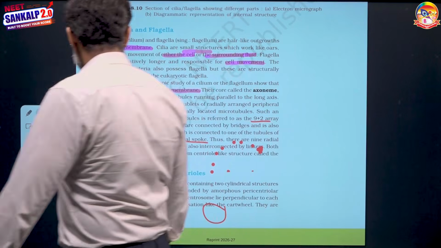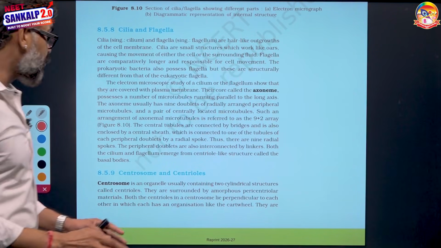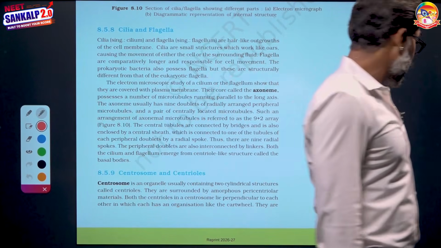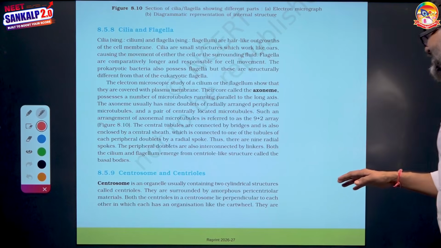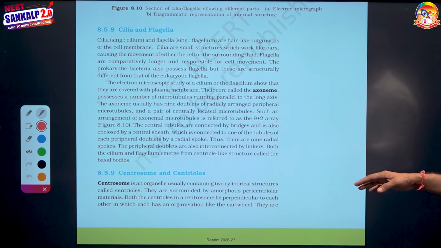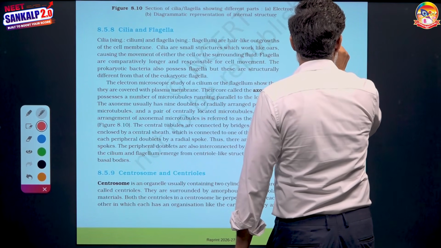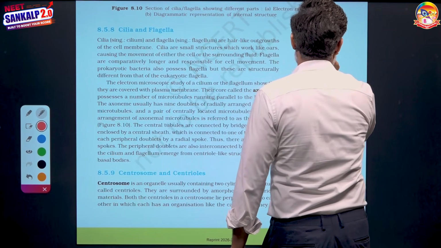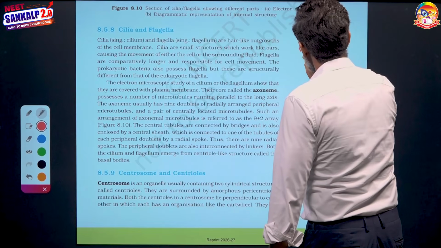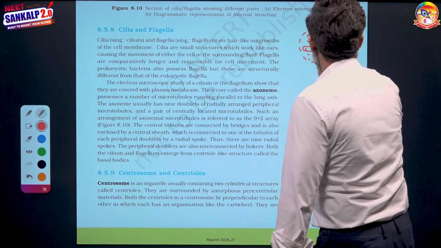Next is the centrosome and centriole. Centrosome is an organelle usually containing 2 cylindrical structures called centrioles. They are surrounded by amorphous pericentriolar material. Both centrioles in a centrosome lie perpendicular to each other. Likewise, this is one centriole, this is another centriole, and this is pericentriolar material, and this structure collectively is called the centrosome.